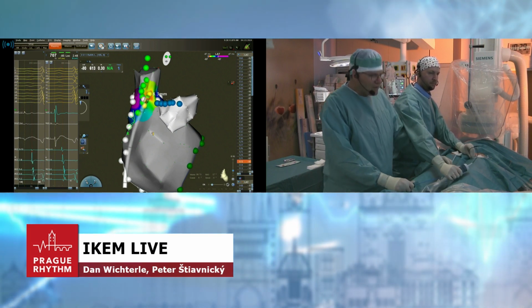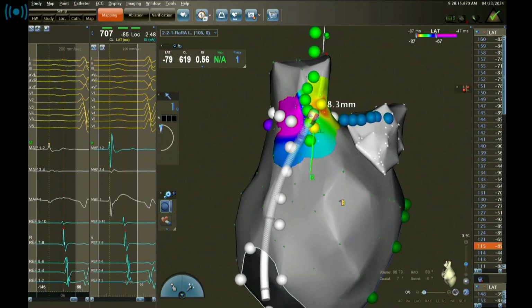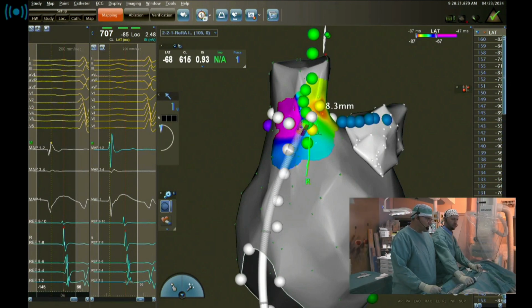So we already did some ablation, but prior to ablation, we did some investigation, and I will try to show what we did.